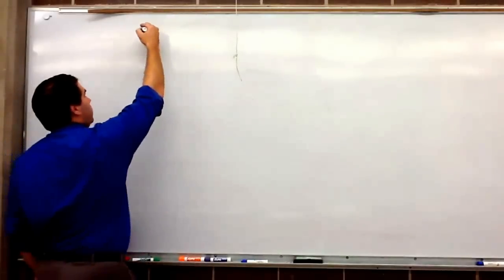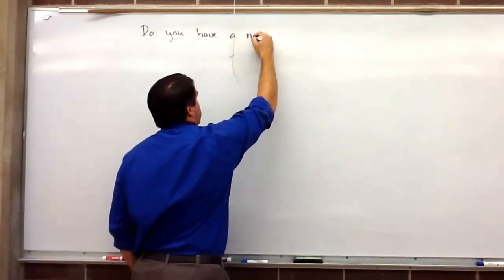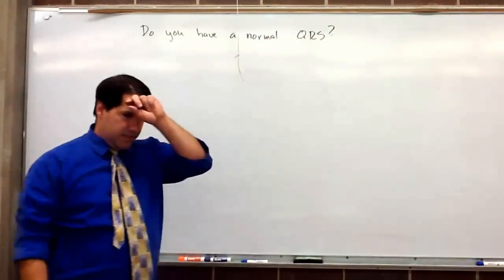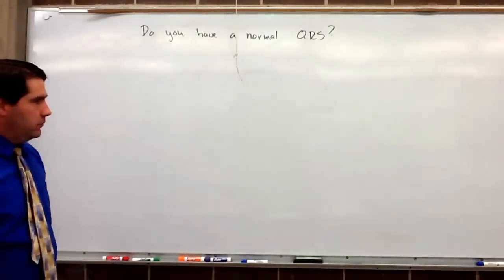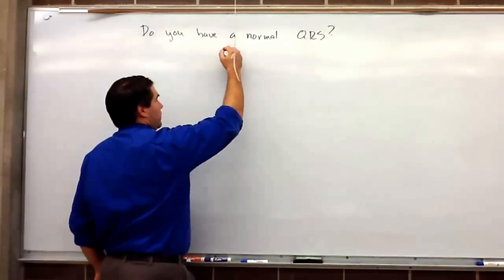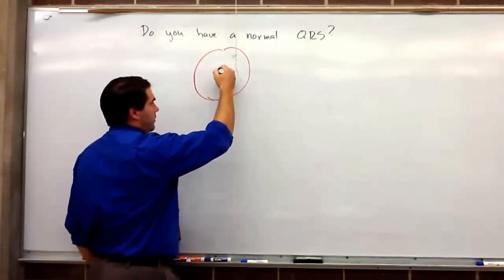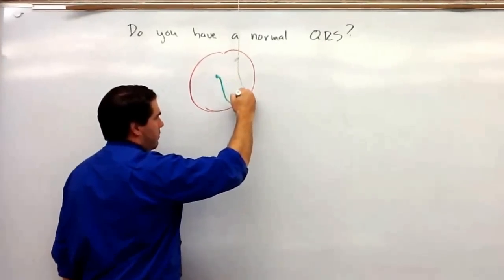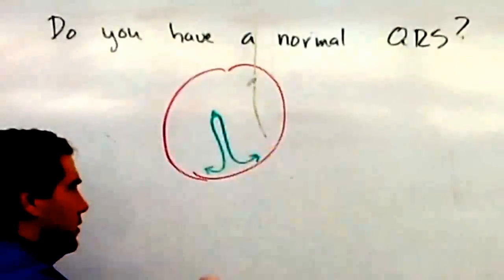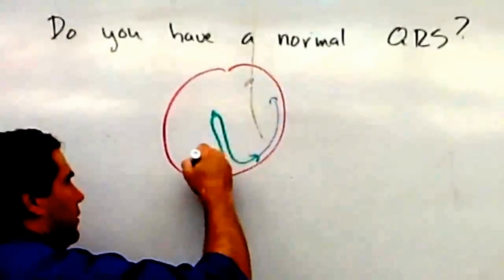So it's, do you have a normal QRS? I guess I could say QRS complex. What we're looking at here is technically when voltage comes down the septum, it has two different, what are called bundle branches, and then the voltage heads up the ventricular walls.